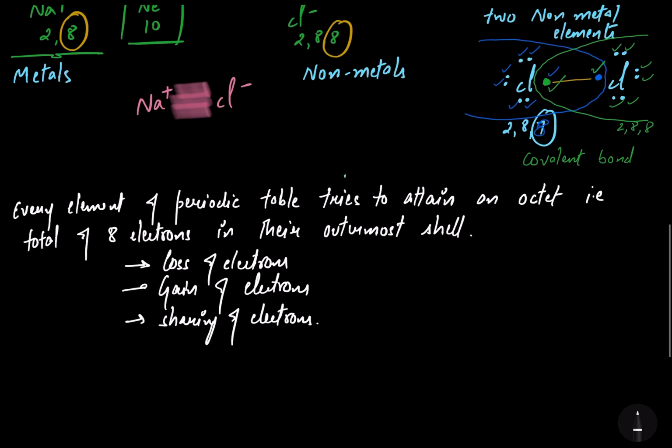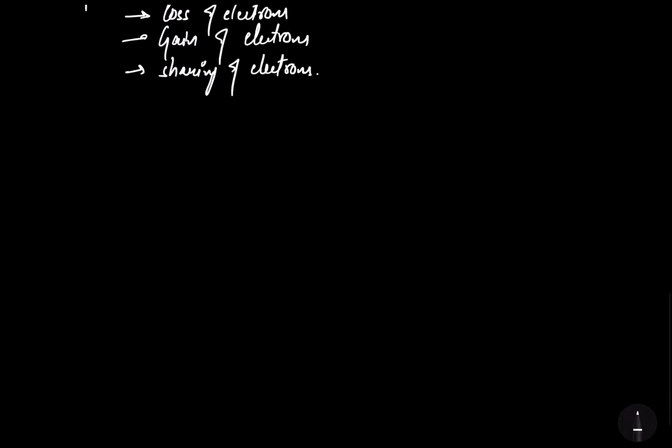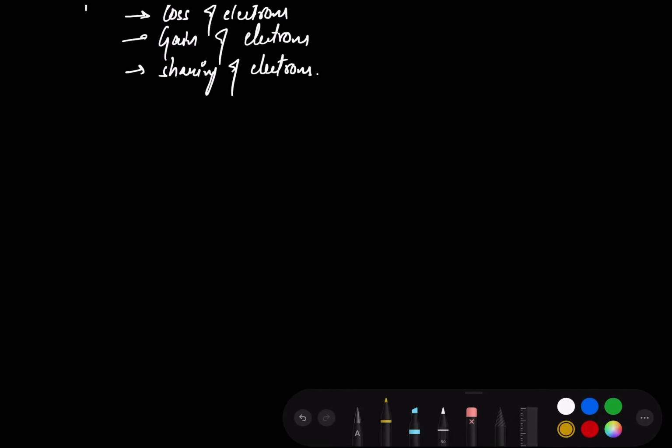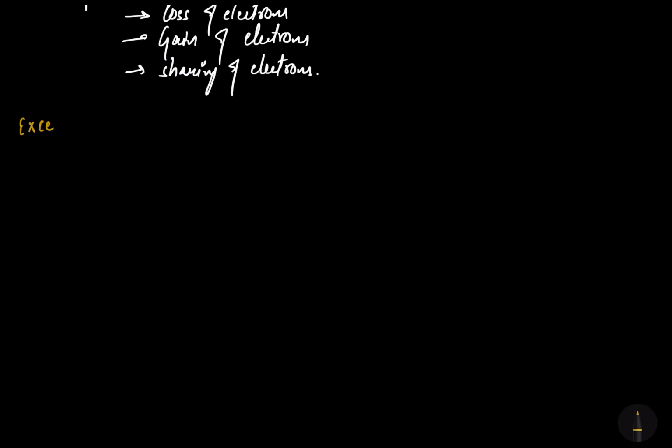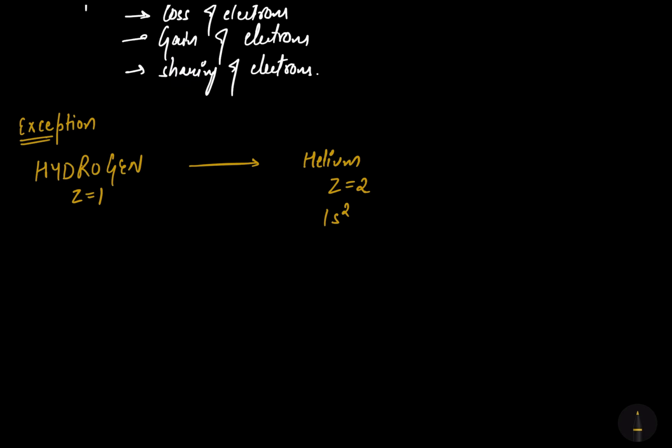So now let's come to the exception. Now I'm discussing an exception. We have only one exception in the periodic table, and that's hydrogen. The nearest inert gas for hydrogen is helium. What's the atomic number of hydrogen? It's 1. What's the atomic number of helium? It's 2. So the configuration of helium is 1s2. That is, helium has a duplet of electrons in its outermost shell.